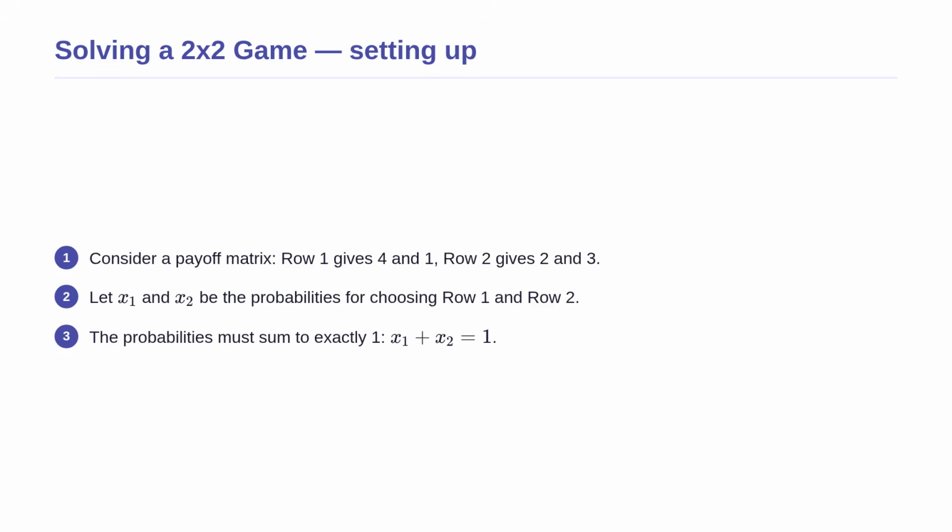Before we move on, let us see this with a concrete example. We are given a 2x2 game where row 1 gives payoffs of 4 and 1 and row 2 gives payoffs of 2 and 3. We are asked to find the optimal mixed strategy for player 1. We choose this algebraic approach because there is no saddle point. Our first step is to define our variables. Let x sub 1 and x sub 2 be the fractions of the time player 1 chooses row 1 and row 2. Since these are probabilities, their sum must equal exactly 1.